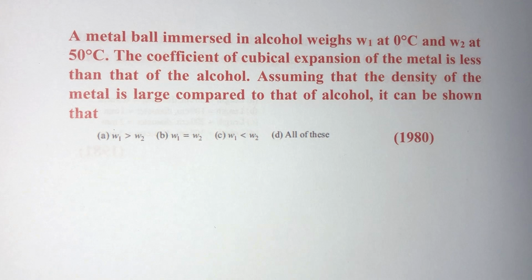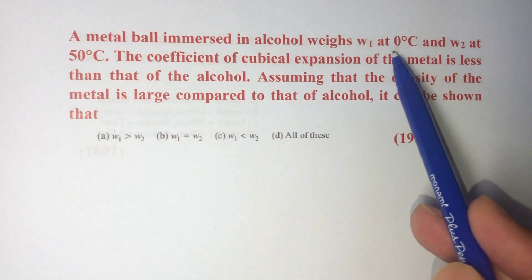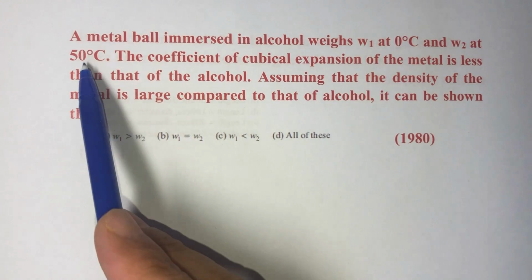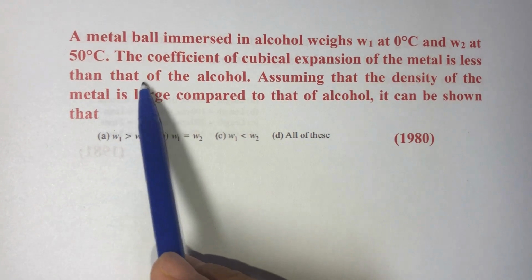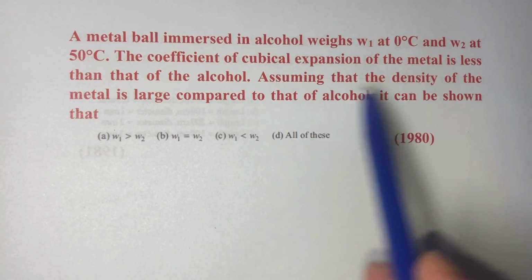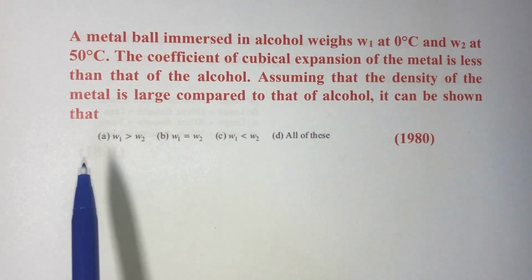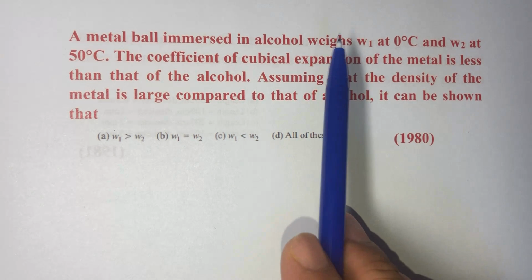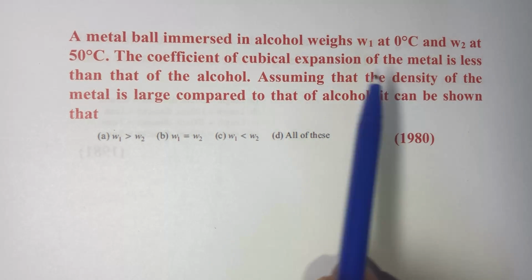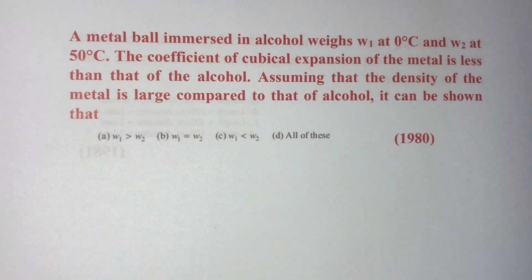Hello friends, today's question. A metal ball immersed in alcohol weighs W1 at 0 degree centigrade and W2 at 50 degree centigrade. The coefficient of cubical expansion of the metal is less than that of alcohol. Assuming that the density of metal is large compared to the alcohol, it can be shown that... so we have to make a comparison between the weight of the ball when it is immersed in alcohol at a temperature of 0 degree and when it is immersed at the temperature 50 degree centigrade. Which one is W1 or W2? We are going to make a comparison between them.